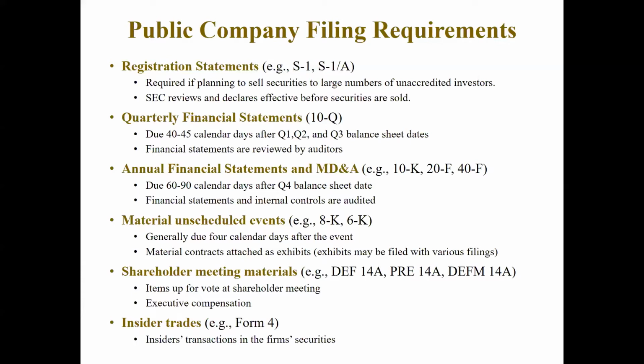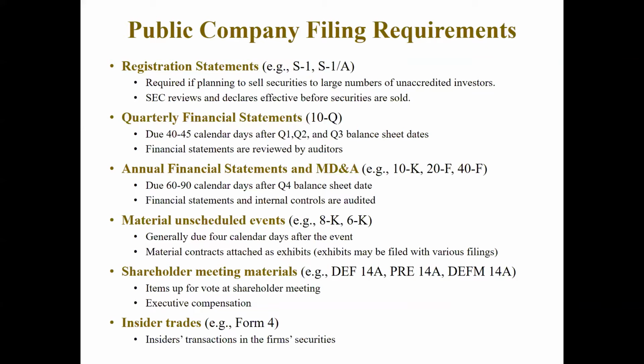SEC requires companies to file quarterly financial statements. So a quarter is 1/4 of a year, so it's 3 months long. There are 4 quarters in a year. And quarterly financial statements are typically filed on Form 10Q, and they're due 40 to 45 calendar days after the balance sheet date. So after the period ends, companies have 40 to 45 calendar days to file their 10Q. And companies file a 10Q for the first quarter, second quarter, and third quarter. So that's typically the quarters ending March 30th, June 30th, and September 30th.